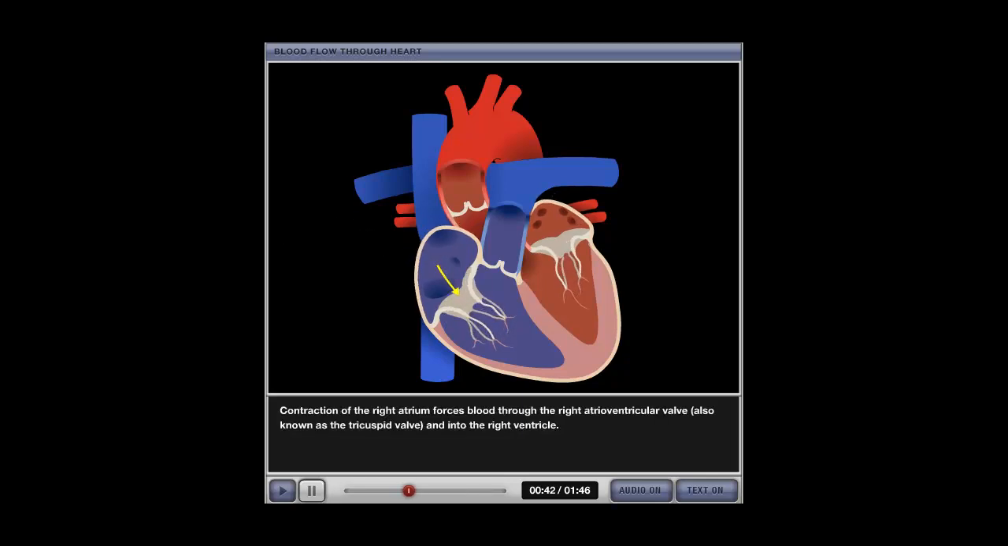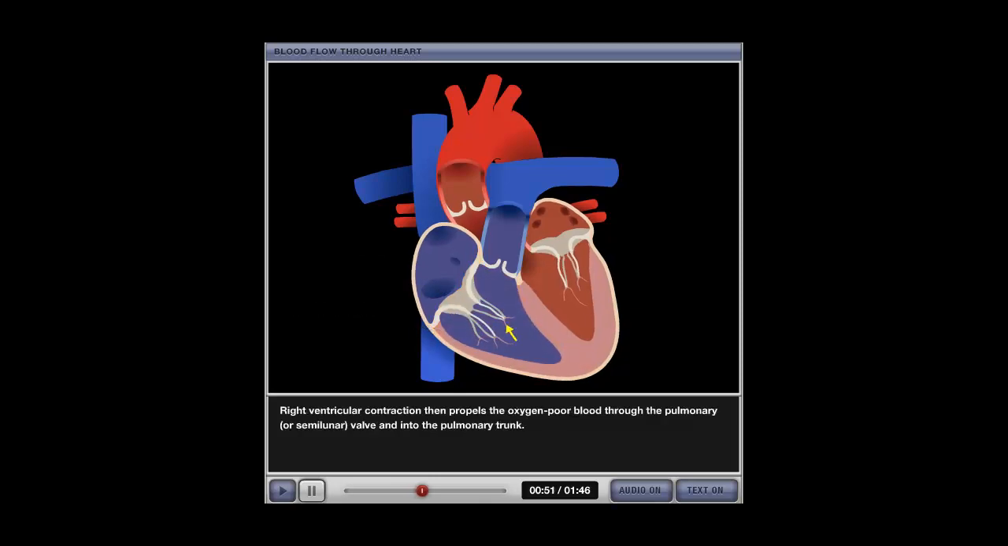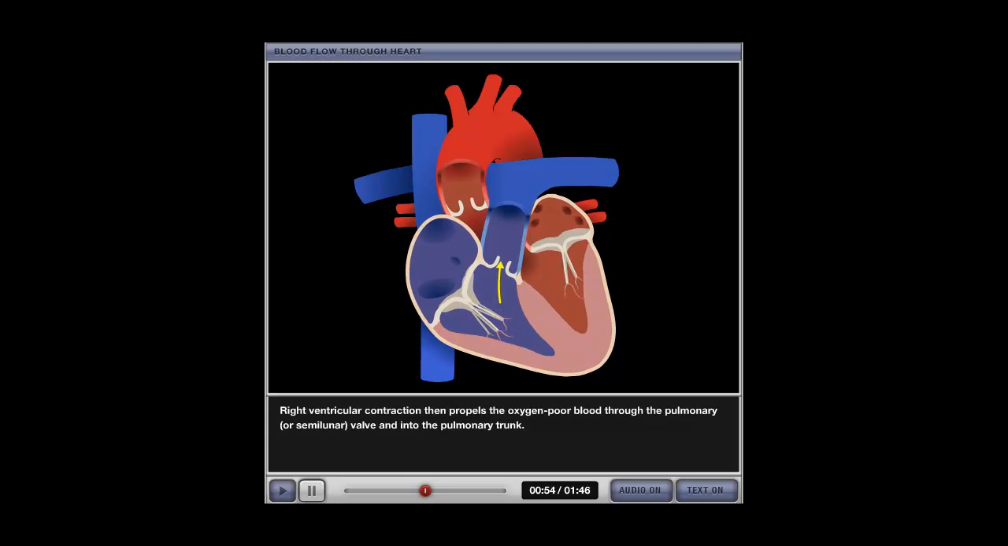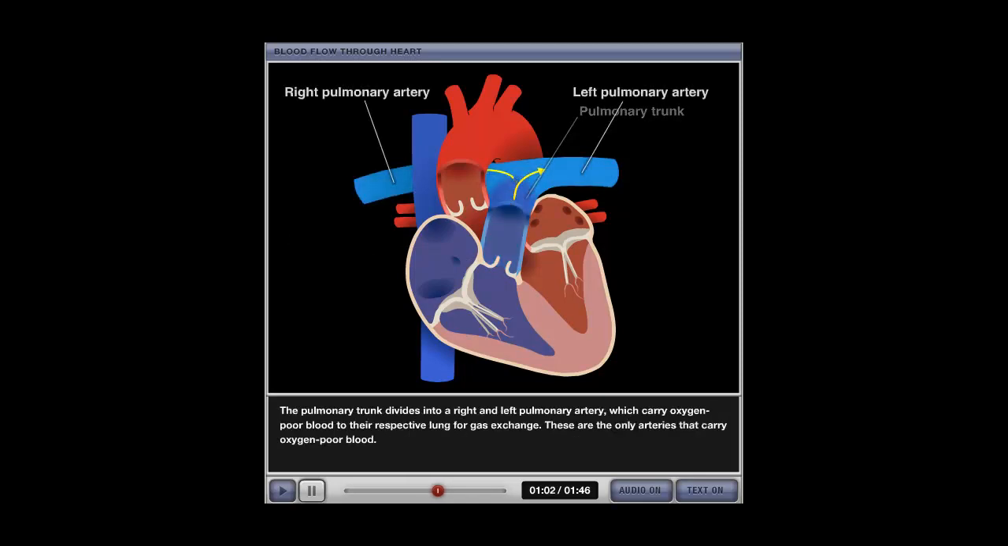Contraction of the right atrium forces blood through the right atrioventricular valve, also known as the tricuspid valve, and into the right ventricle. Right ventricular contraction then propels the oxygen-poor blood through the pulmonary or semilunar valve and into the pulmonary trunk. The pulmonary trunk divides into a right and left pulmonary artery, which carry oxygen-poor blood to their respective lung for gas exchange. These are the only arteries that carry oxygen-poor blood.